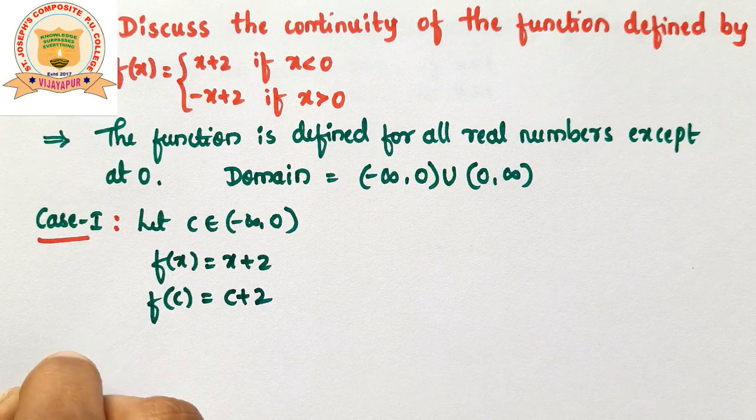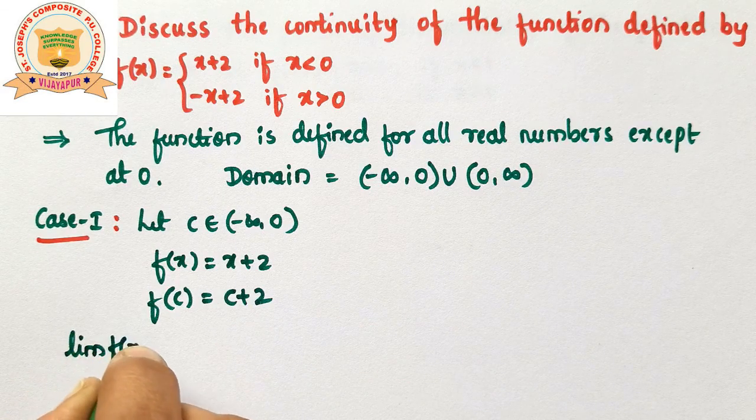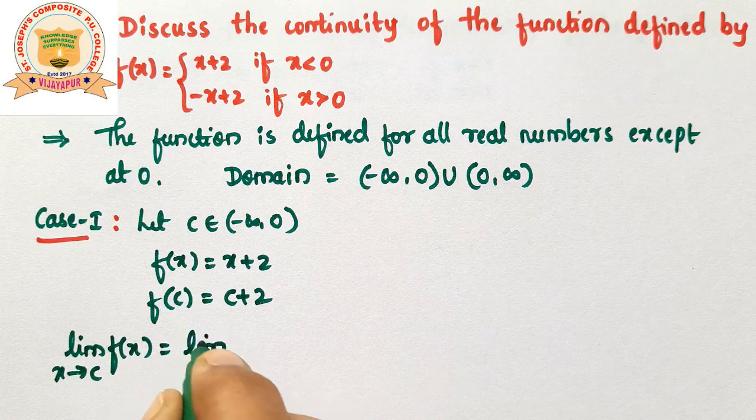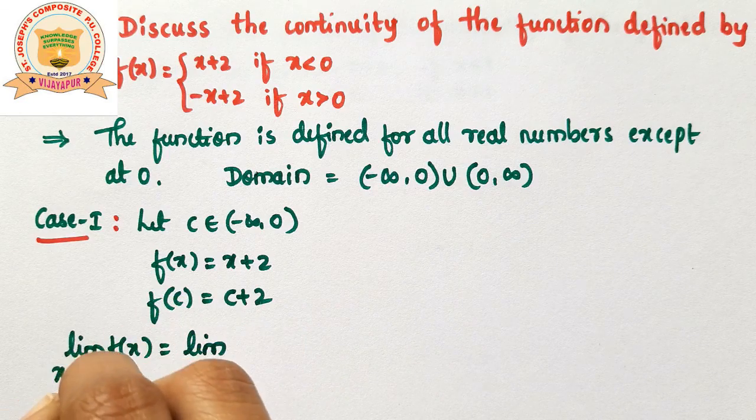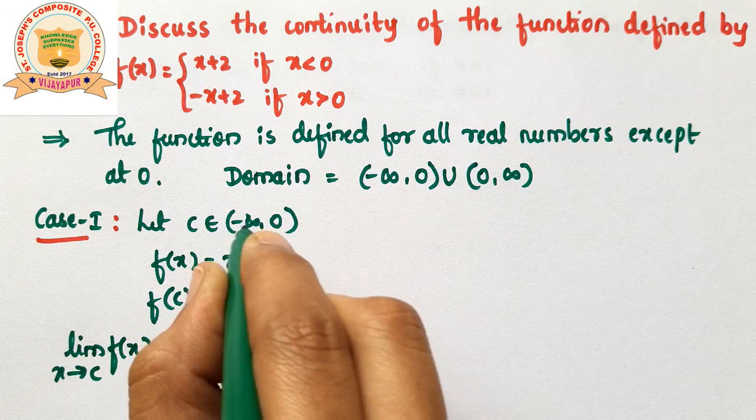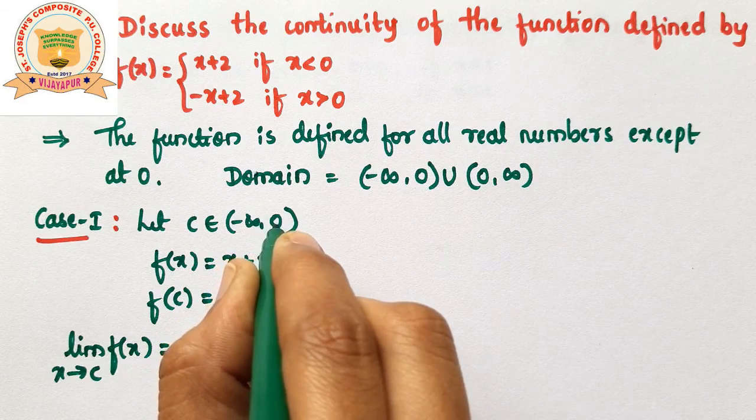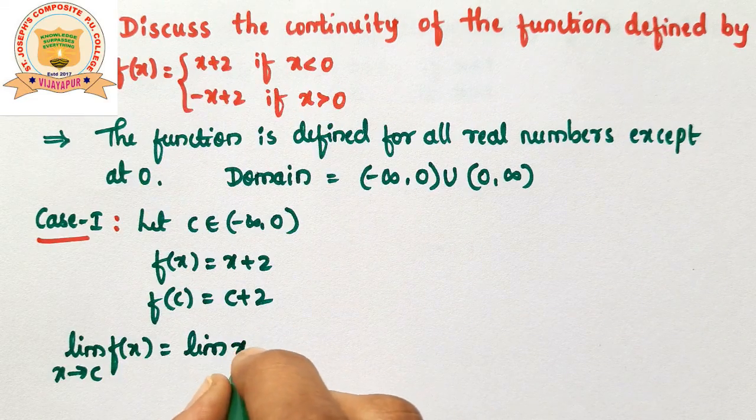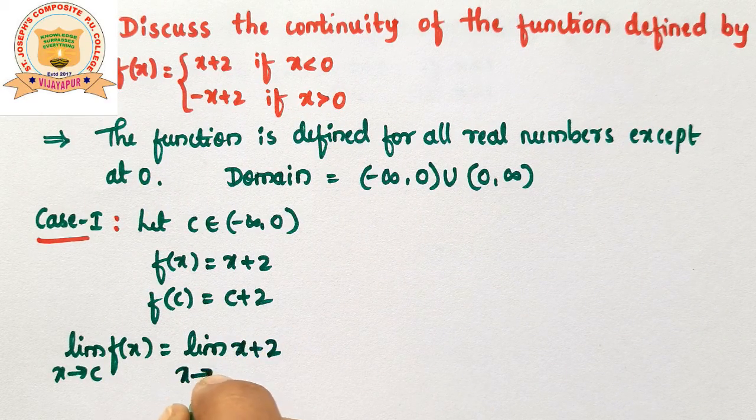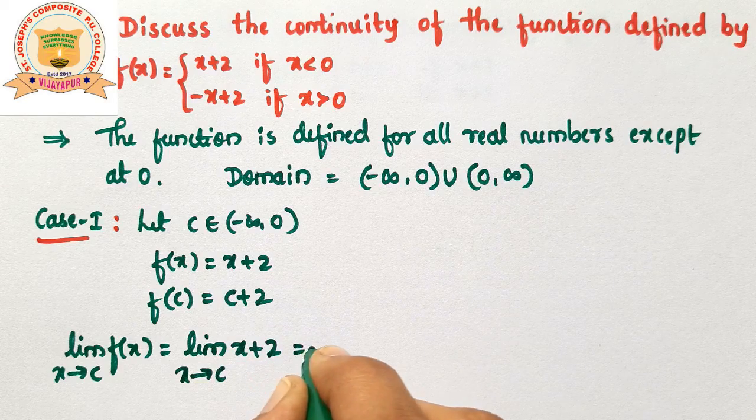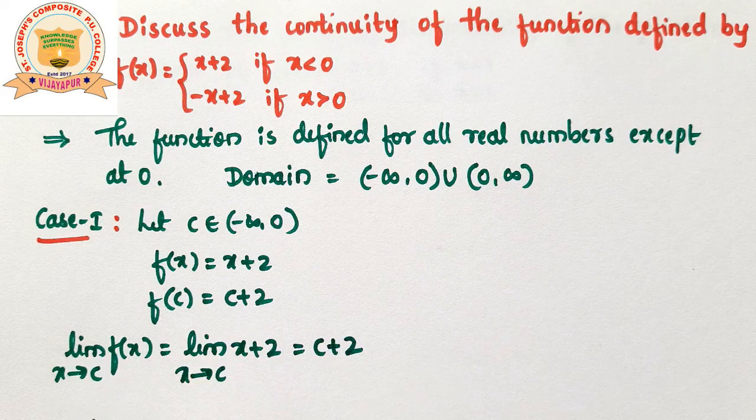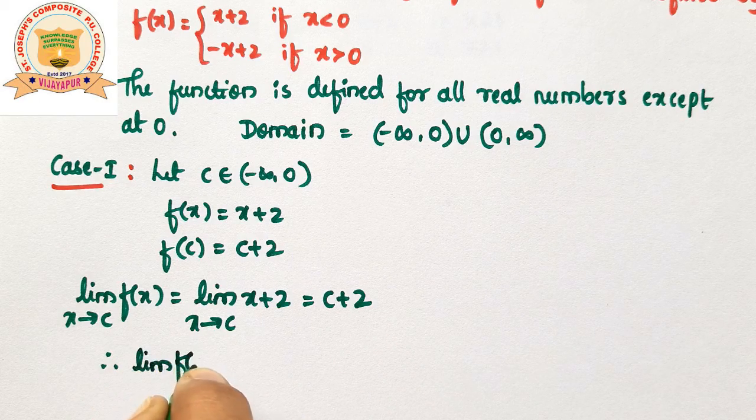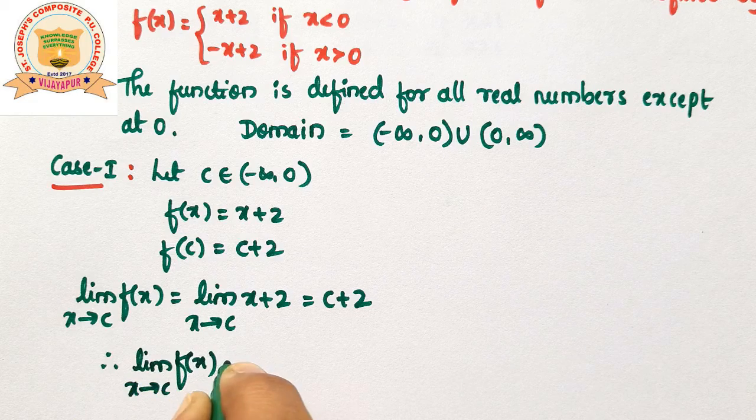Next, we will find the limit of f of x as x tends to c. As x tends to c, c is a number that lies between minus infinity and 0, that is, less than 0. For x less than 0, what is the functional value? Its value is x plus 2. As x tends to c, this value tends to c plus 2. Therefore, both are c plus 2. Therefore, the limit of f of x as x tends to c is equal to f of c.